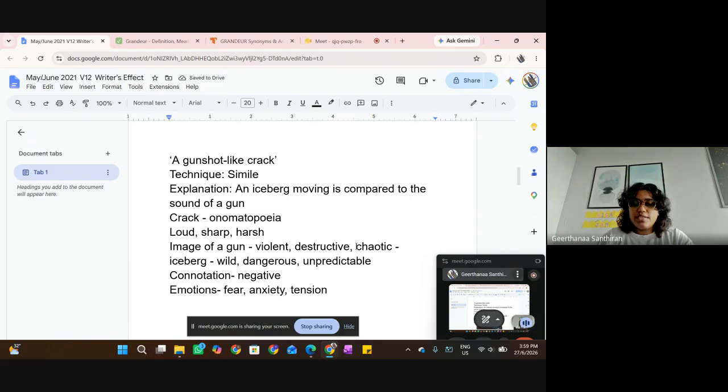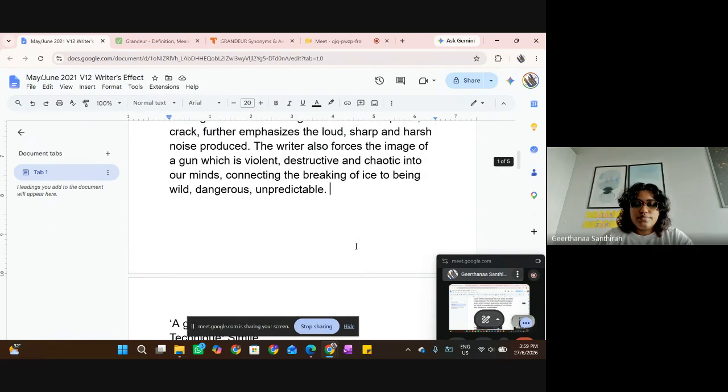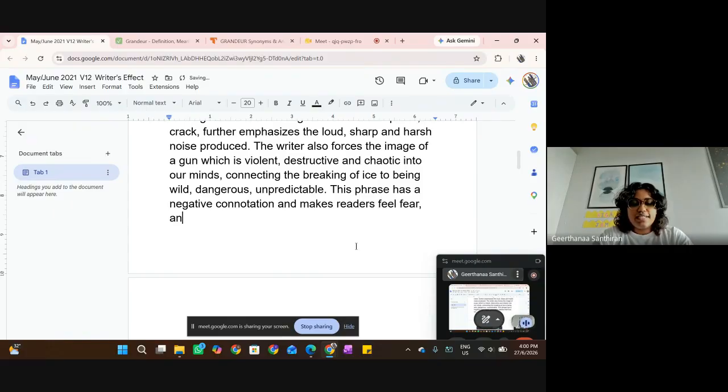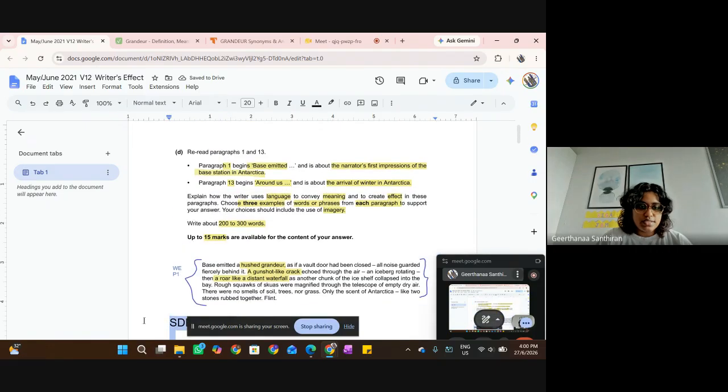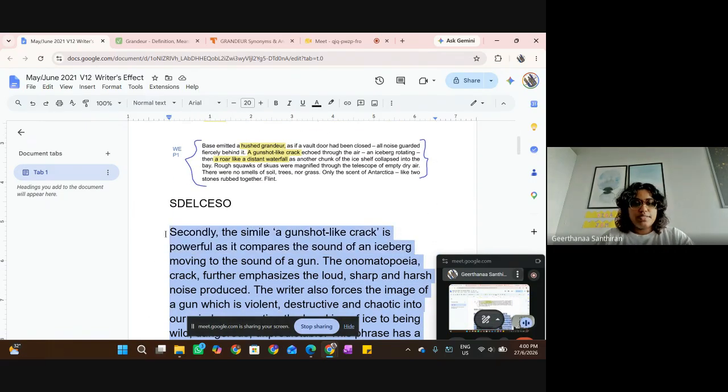And then we end with connotation and emotions. This phrase has a negative connotation and makes readers feel fear, anxiety, and tension. Done. Okay, I'm going to put this with the rest of the start of the answer paragraph.